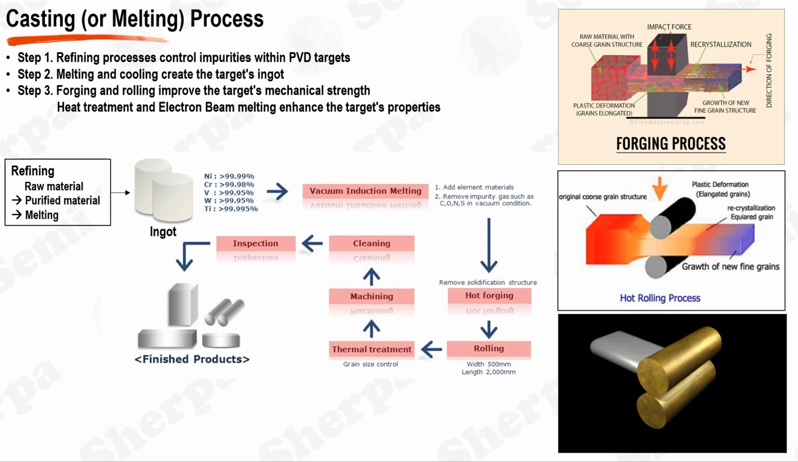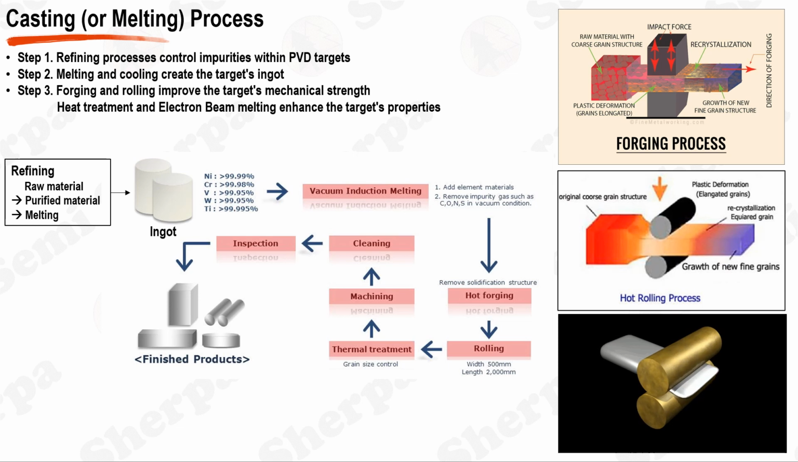Once the ingot is prepared, it undergoes forming, involving forging and rolling processes. These processes serve to improve the mechanical strength of the target. Control over the target structure is crucial here, specifically the grain size and orientation, as these parameters significantly influence the sputtering characteristics and performance of the target. Heat treatment follows to eliminate residual stress and improve ductility, further enhancing the mechanical properties of the target.